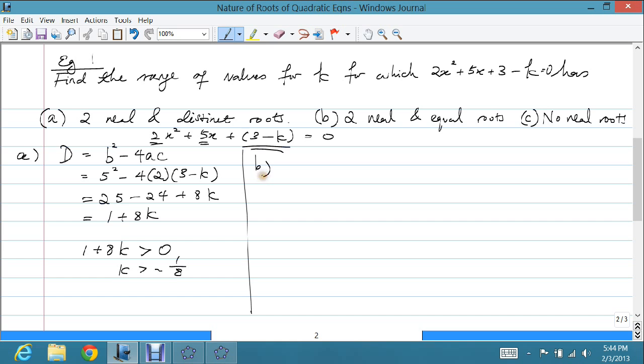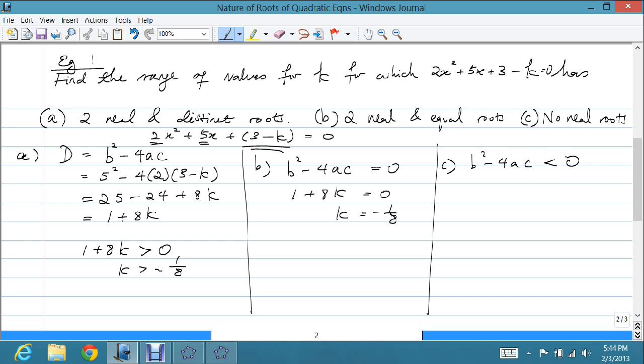For b, to have two real and equal roots, I just set the discriminant b squared minus 4ac equal to 0. But from part A, we already found the discriminant, which is 1 plus 8k. So k is equal to negative 1 over 8. In the last case, b squared minus 4ac is less than 0 since it has no real roots. So in this case, 1 plus 8k is less than 0. Hence, k is less than negative 1 over 8.